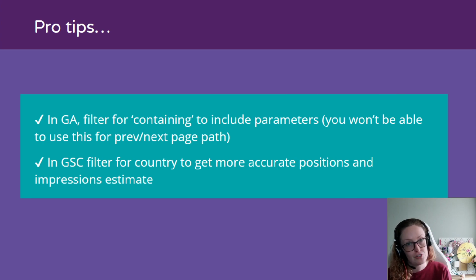In Search Console, if you're looking at ranking data and you want accurate impressions and click-through data, obviously you're not always going to get 100% accurate data in there anyway, but make sure that you are filtering for country. It won't automatically do this, so you won't be getting an accurate data set if you are looking at something on a country-specific basis.